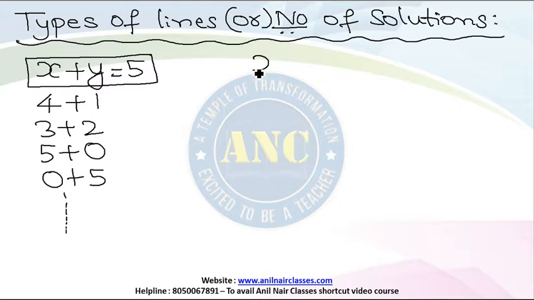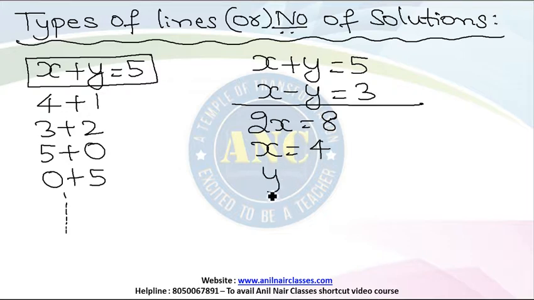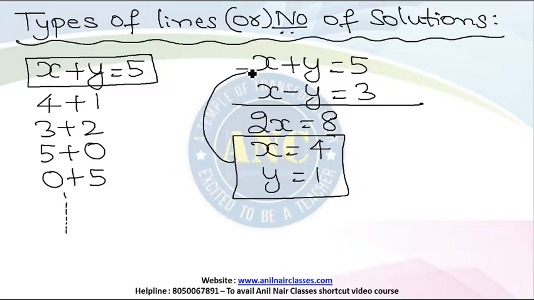Similarly, suppose there is an equation, same equation I will take, x plus y is equal to 5. I will take another equation. Suppose let it be x minus y is equal to 3. If I simplify, it is 2x is equal to 8. X value will become 4 and y value will become 1. That means these are the only set of values. This is the only set of values which will satisfy both the equations. X is equal to 4, y is equal to 1 will satisfy the first equation. It will also satisfy the second equation.